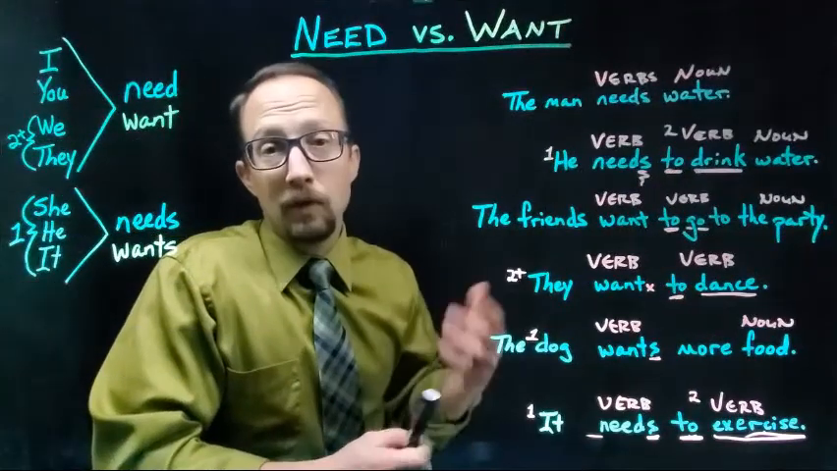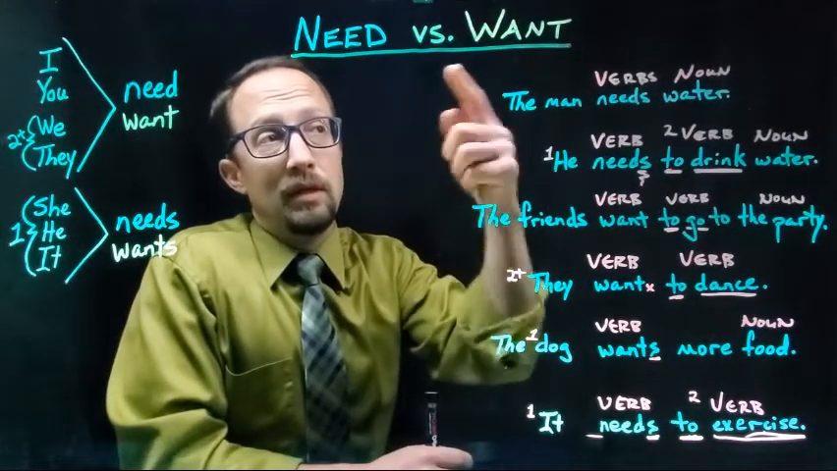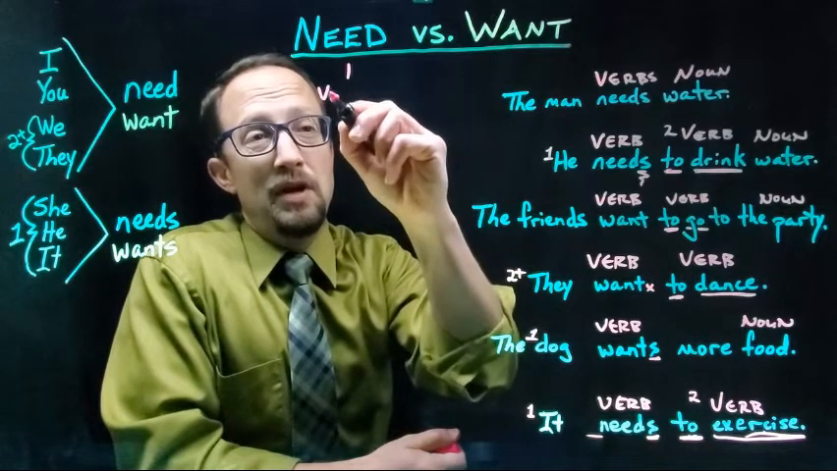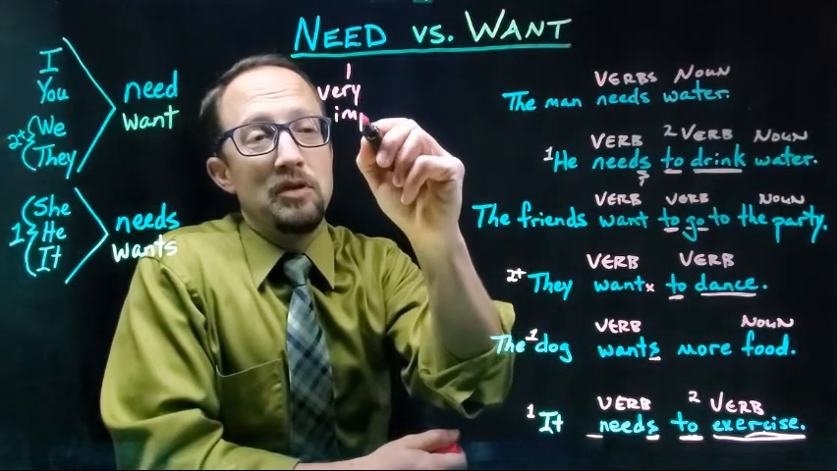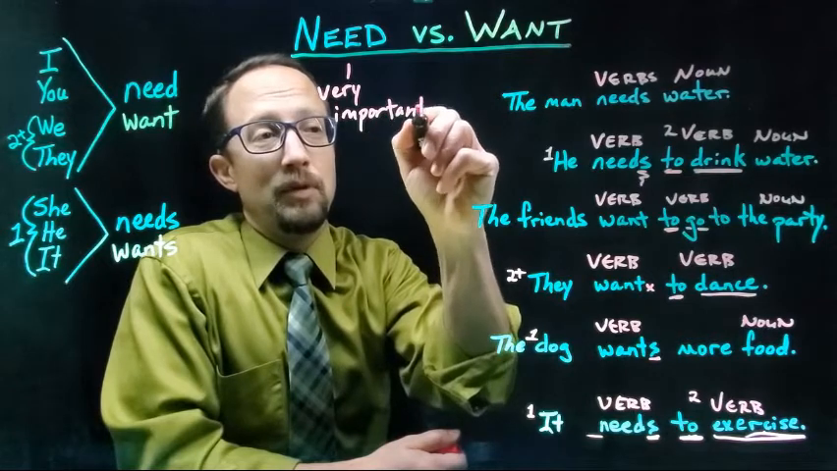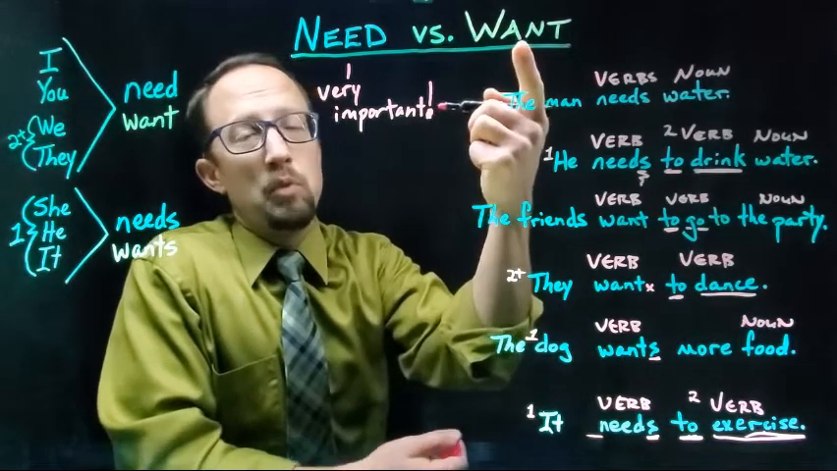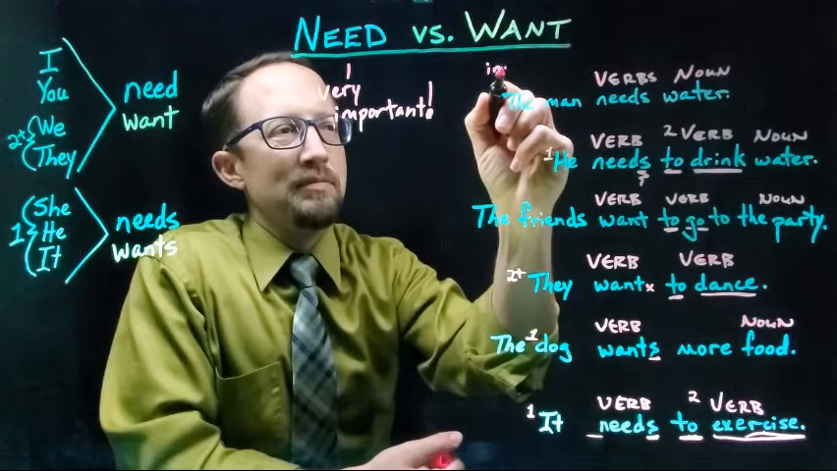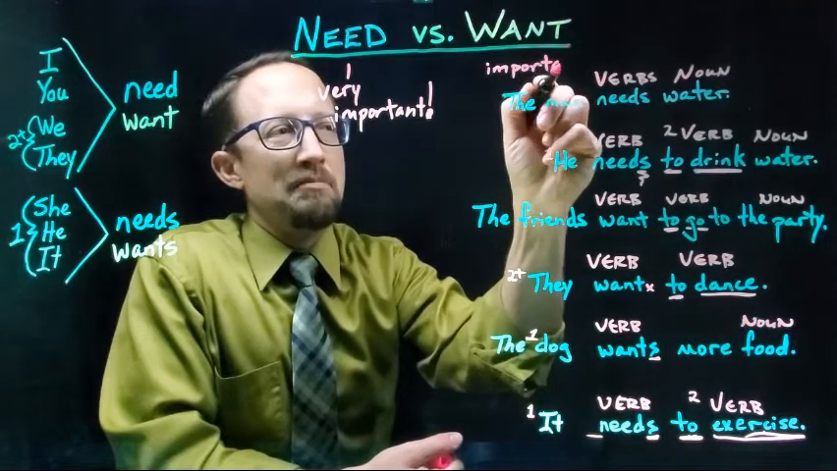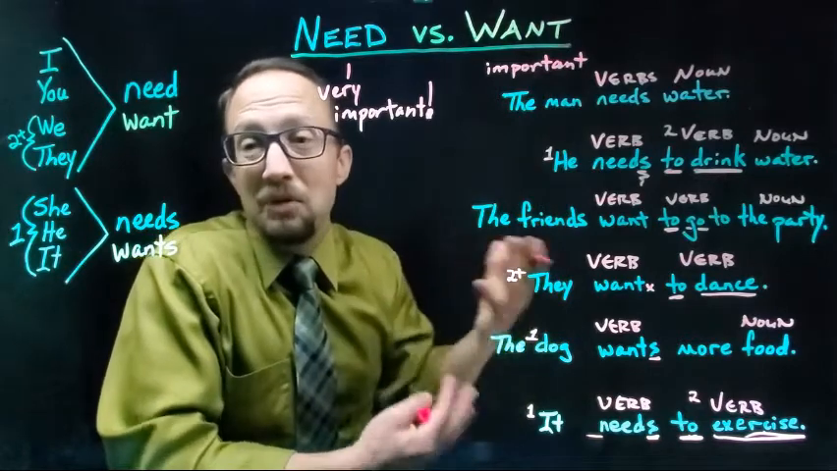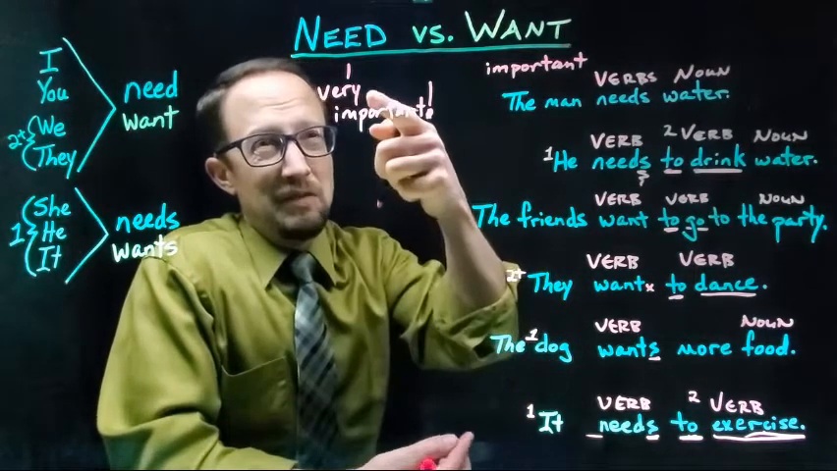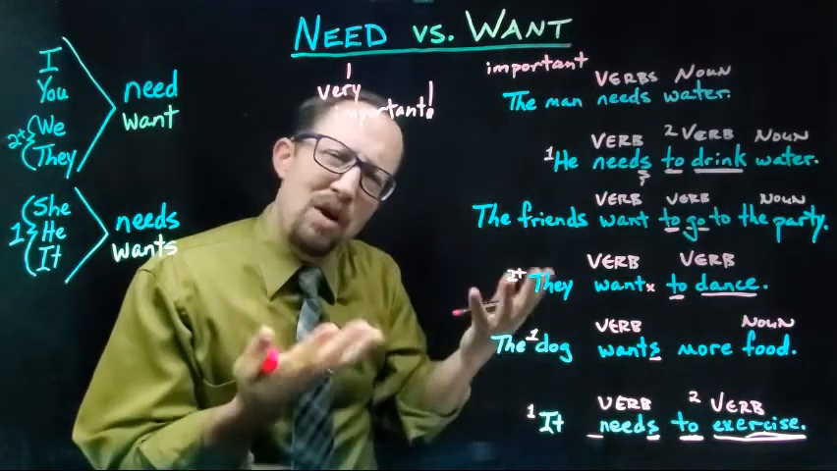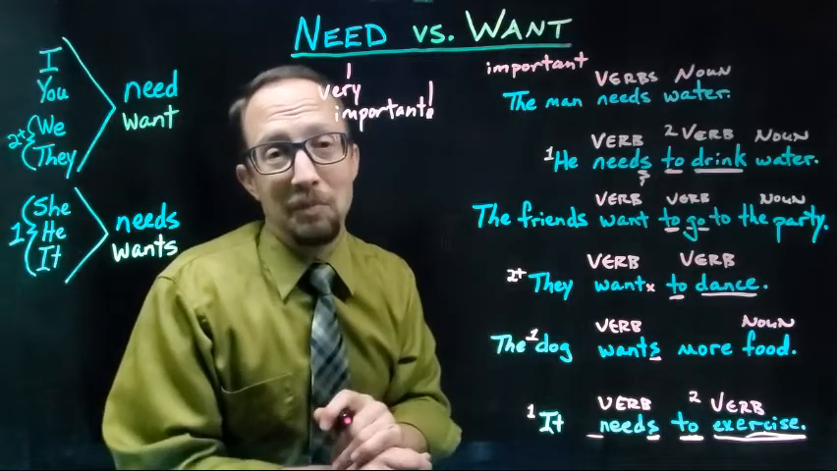Remember, with need and want. Need, it's very important. You have to have it. Very important. If it's want, kind of important. Yeah, it's important. But you won't die. You'll be okay if you do not have it. Okay? This is very important. I have to. This, I want, but not so important.